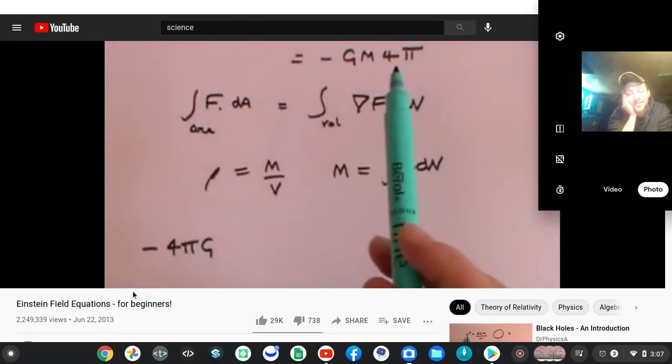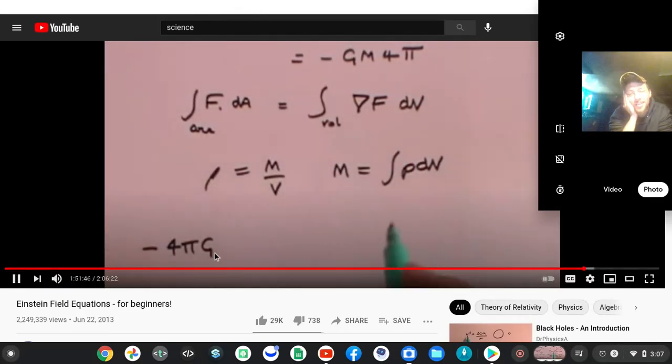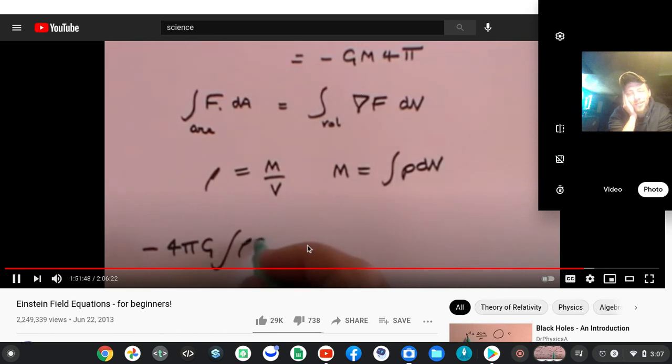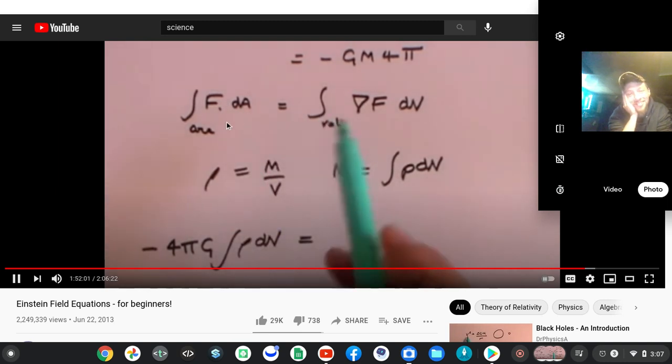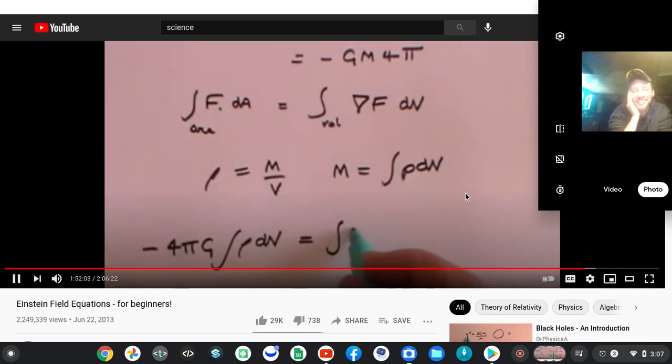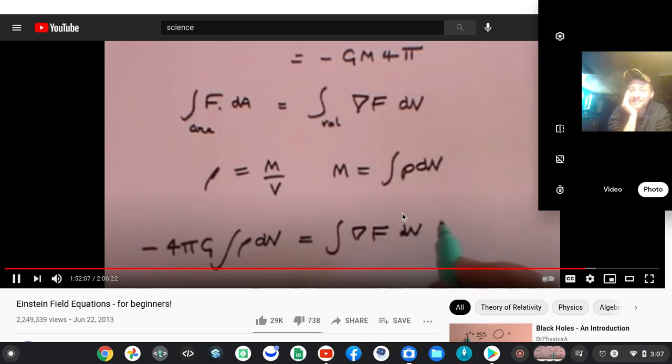but for m I'm going to use the integral of rho dV, density times volume. That's F dot dA. Or more accurately, this is the integral of F dot dA, and that's going to be the integral over the volume of del F dV, the divergence of F.